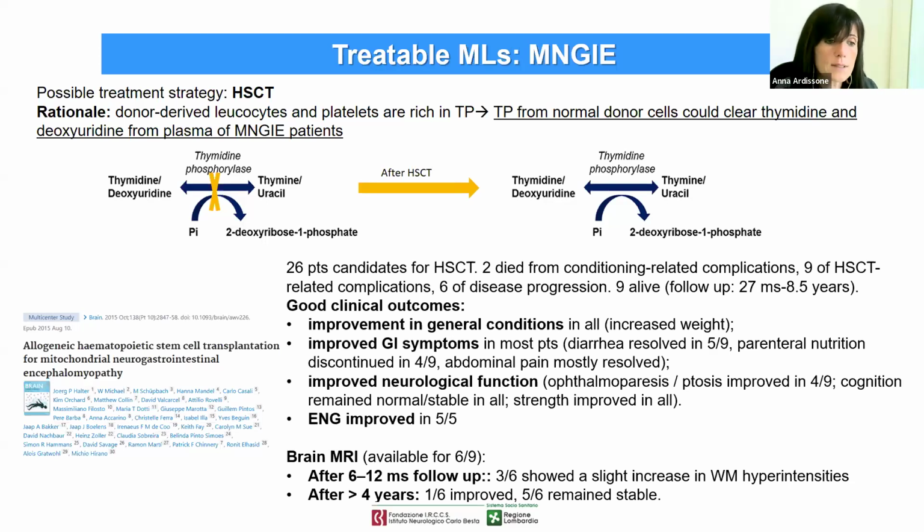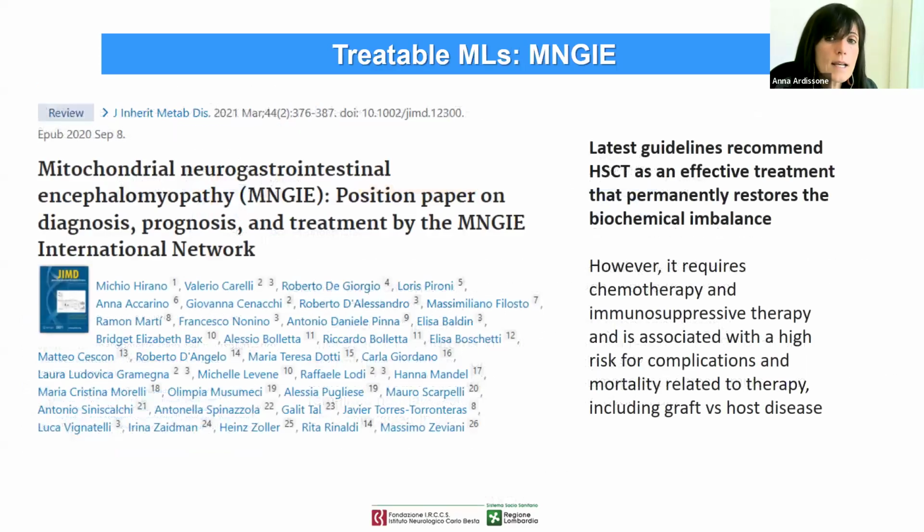So starting from this, the latest guidelines recommend hematopoietic stem cell transplantation as an effective treatment that restores the biochemical imbalance, but it requires important chemotherapy and immunosuppressive therapy, and is associated with a high risk of complications related to this treatment.